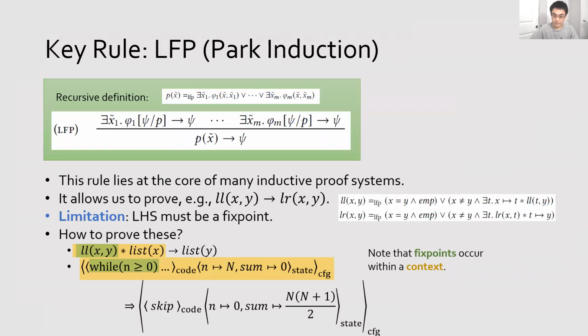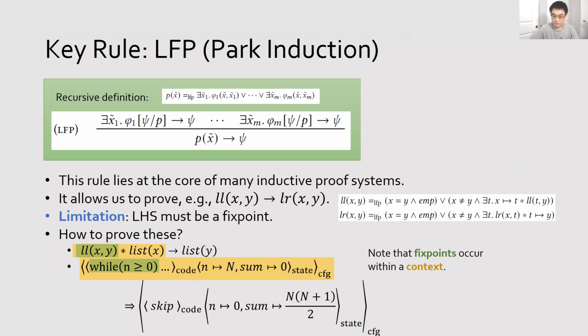Firstly, we recall the famous LFP rule based on Park induction. This rule lies at the core of many proof systems for induction or recursion. Formally, if there is a recursive definition P, and our proof goal is P of X implies psi, then we can reduce the proof goal into M subgoals, whose left-hand side are obtained by unfolding P and replacing all the recursive occurrences of P by the right-hand side.